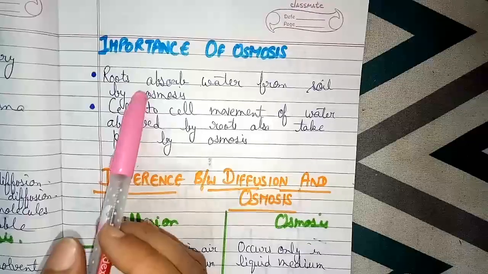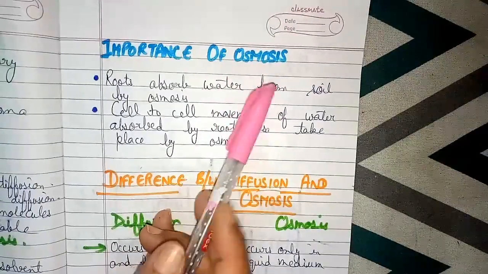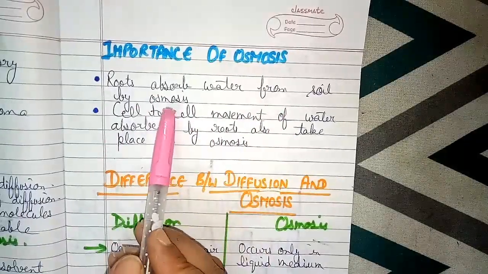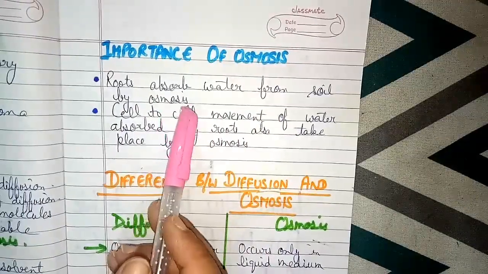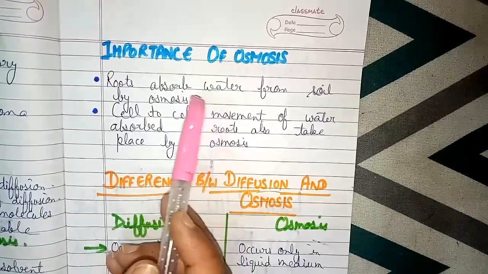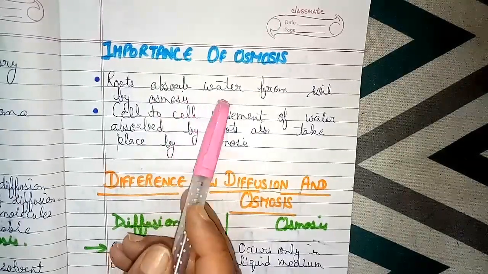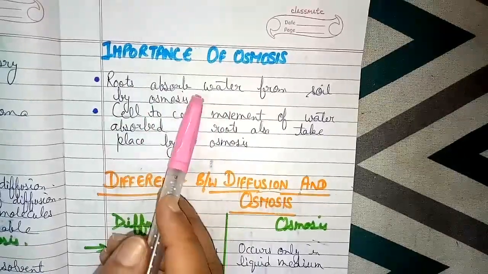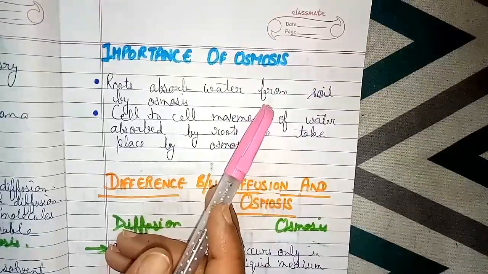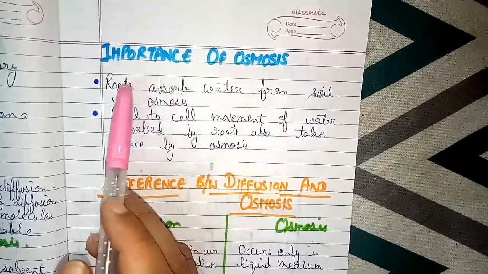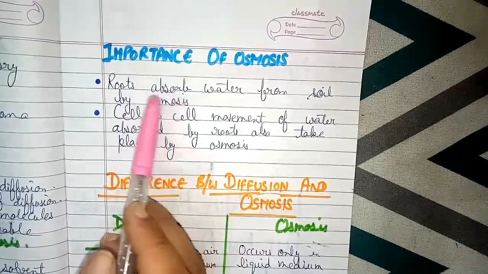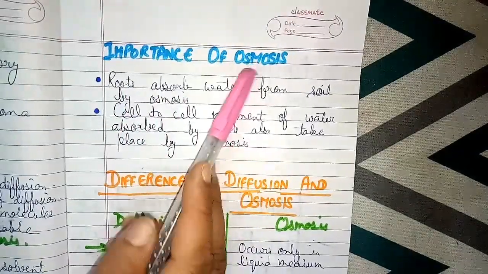Next one is importance of osmosis. Roots absorb water from soil by osmosis. In the soil there is excess of water, from that roots absorb the water. Water is a solvent, so that absorption of water molecules from soil, where the water is present in high concentration, into the roots, where the water is present in low concentration, is through the process of osmosis.